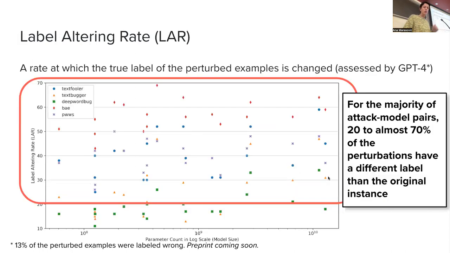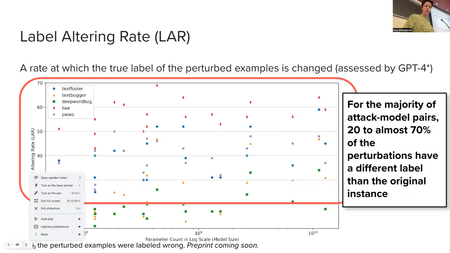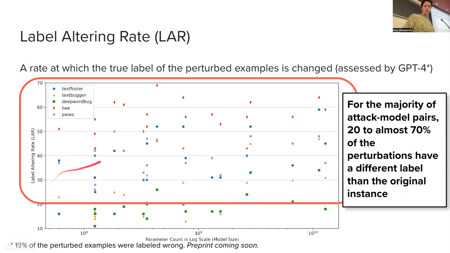Okay, so here I'm showing you, for five different attacking methods that are popular in NLP, the rate at which the true label of the perturbed example is changed. Each one of these points corresponds to one attack-model combination. We have 19 models and 5 attacks here, so there are 19 times 5 points here. And I think it doesn't really matter to understand exactly what the points are.